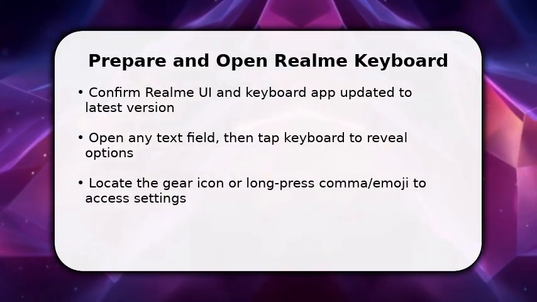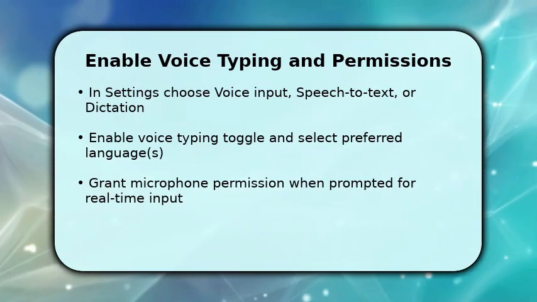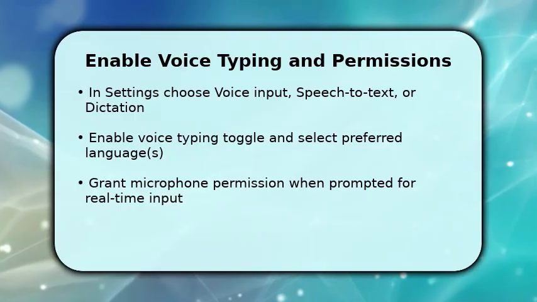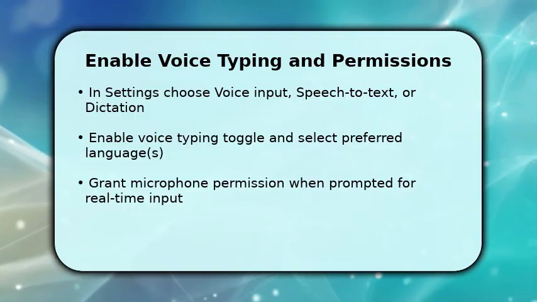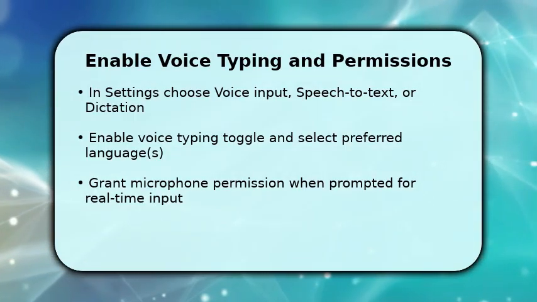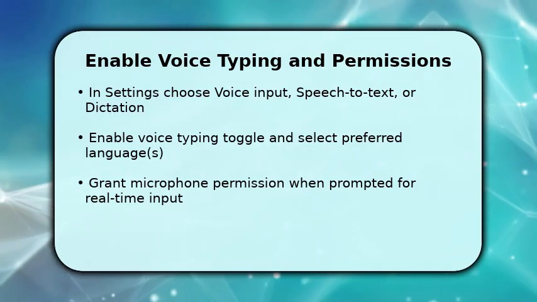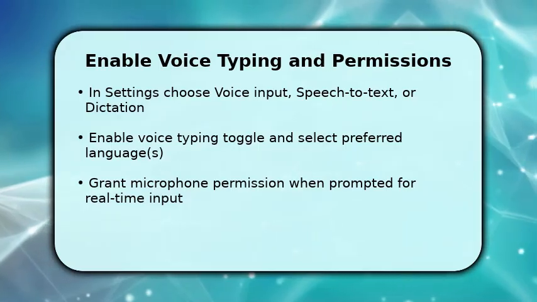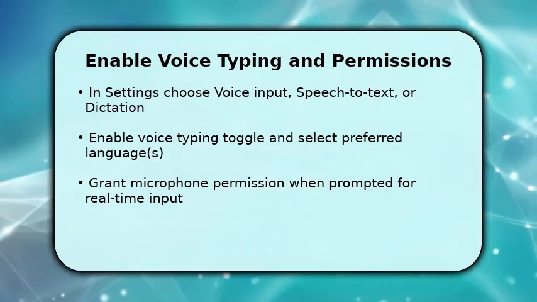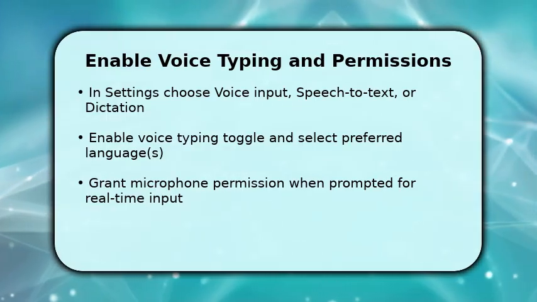Next, navigate to voice input or speech-to-text within the keyboard settings. Toggle on voice typing and select your preferred language. Make sure accents and secondary languages are added if you need them. When the system asks, grant microphone permission so the keyboard can capture audio. Also confirm any online recognition setting if you want cloud accuracy. Once permissions are allowed, you'll see a microphone icon on the keyboard.